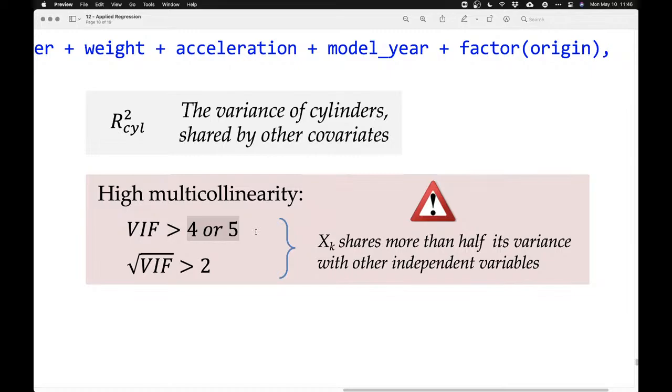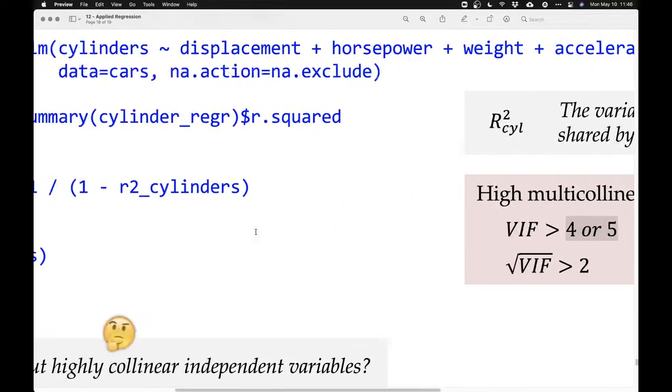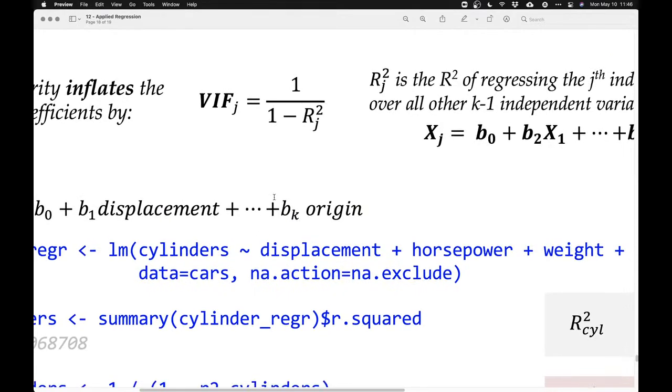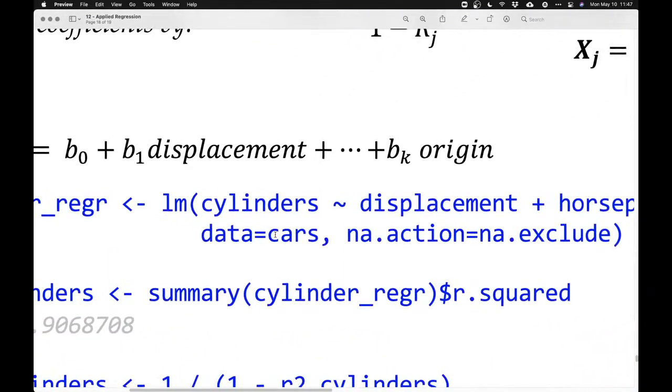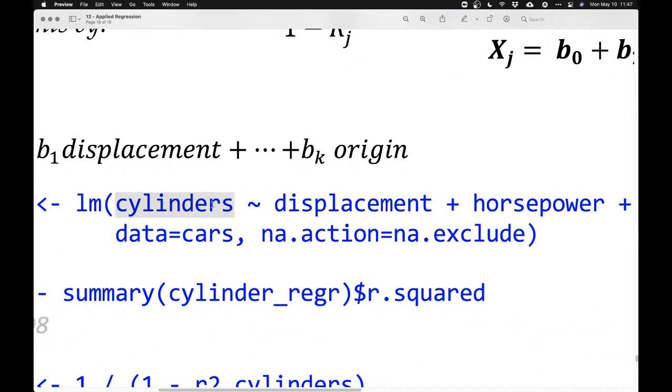VIF equal to SST divided by SSE? Yes, but for a completely different regression problem. It comes from the R squared, but from the SSR and SST of the regression of one of your X variables regressed over the other X variables, not the regression of Y over the X variables.